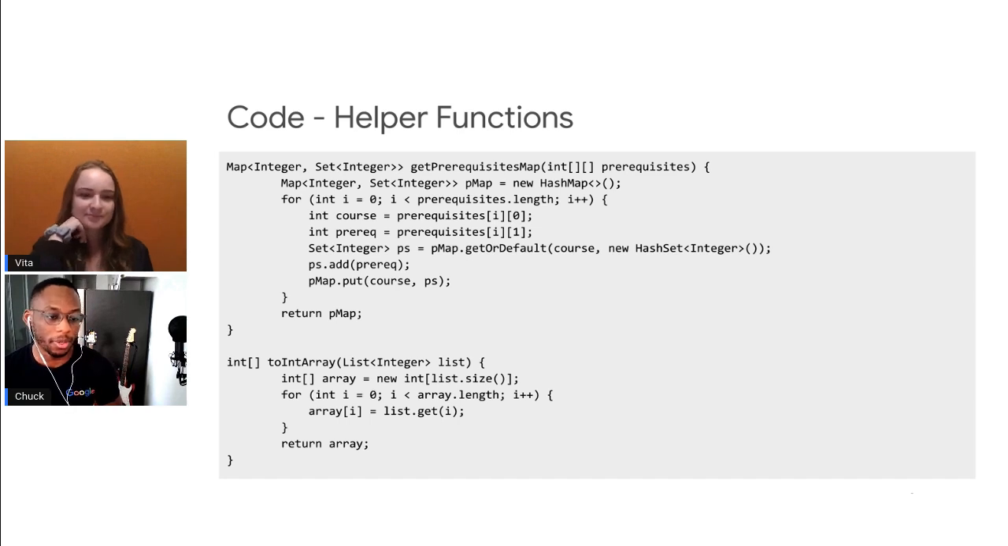Cool. And so here are the helper functions that we used. So we have here the get prerequisite map. All this does is run through the prerequisites that we were given. For each one, we're going to take the first item, that'll be the key to our map. And then the second item would be part of the set that we append to that key.